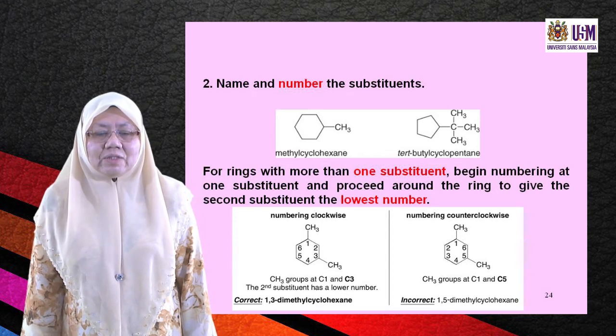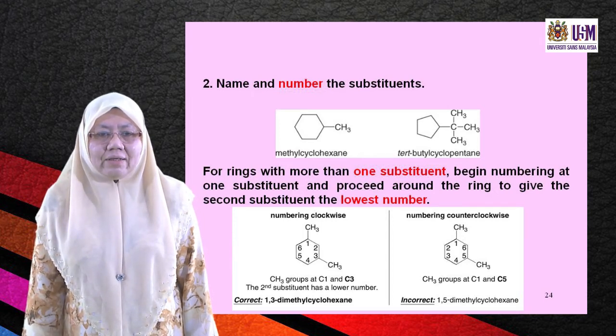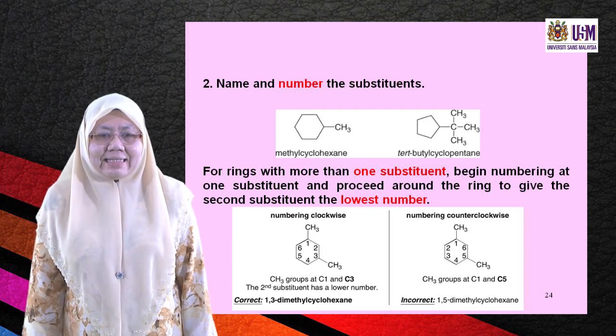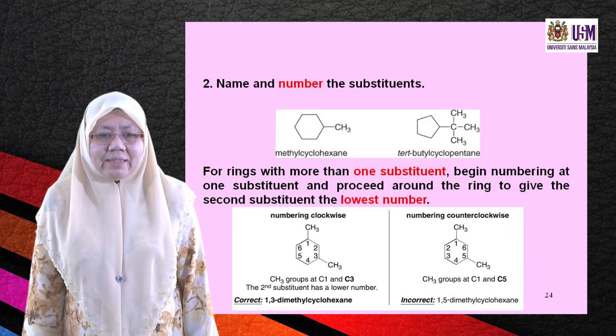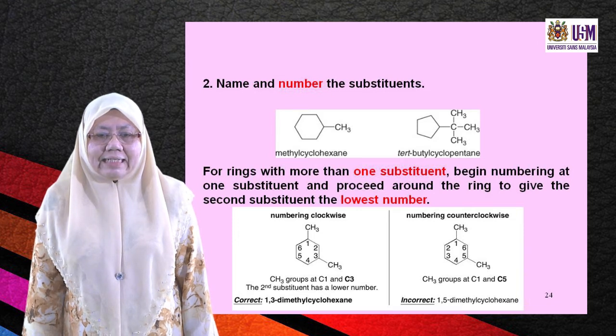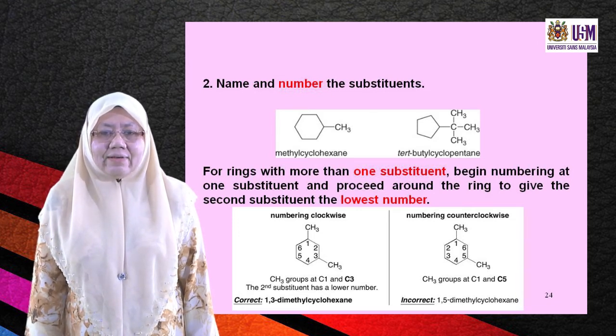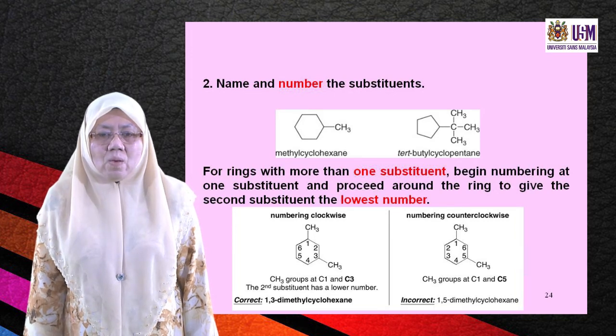For rings with more than one substituent, we begin numbering at one substituent and proceed around the ring to give the second substituent the lowest number. For instance, we see the ring has 6 carbon atoms. So going clockwise, the first methyl is number 1 and the second methyl is at carbon number 3, and the name is 1,3-dimethylcyclohexane. We will not number the ring going anticlockwise as given on the right, because then we will have 1,5-dimethyl, which is incorrect.